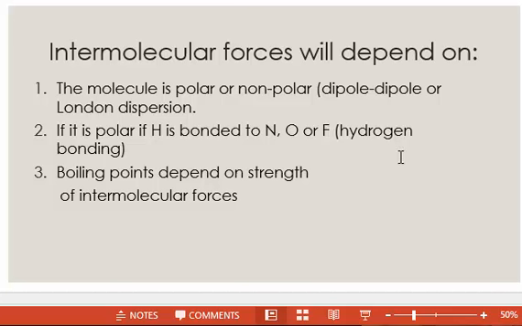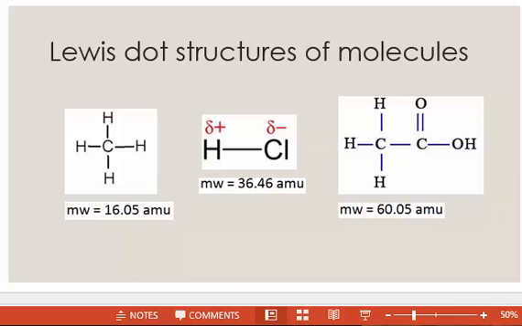The boiling points will depend on the strength of the intermolecular forces, and for molecules with similar molecular weights, hydrogen bonding is the strongest, followed by dipole-dipole, and the last, or weakest, is London dispersion forces. To determine which intermolecular forces are occurring, we need to look at the structure of the molecules. On the quiz, I will give you the structures of the molecules.